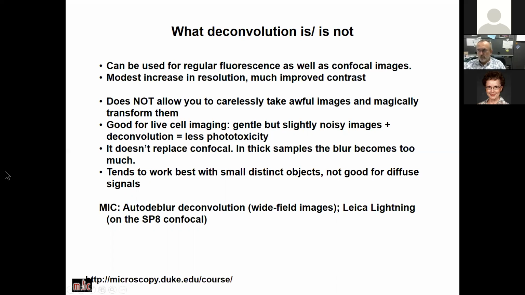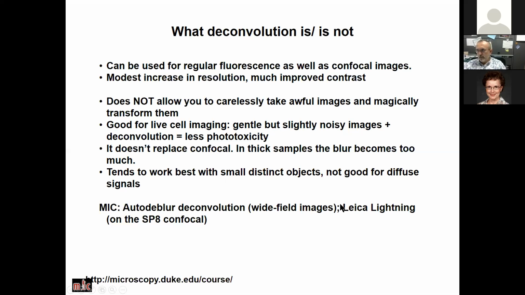And it's also only good for small distinct objects. So if you have some diffuse signals, deconvolution doesn't handle that very well. In the microscopy center, we have the AutoQuant deconvolution software for wide field images. So you can bring your data from your own microscope and process them here, and we don't charge anything for that.